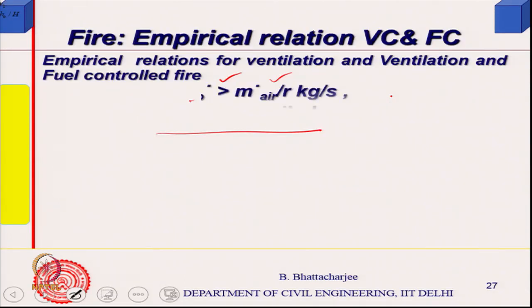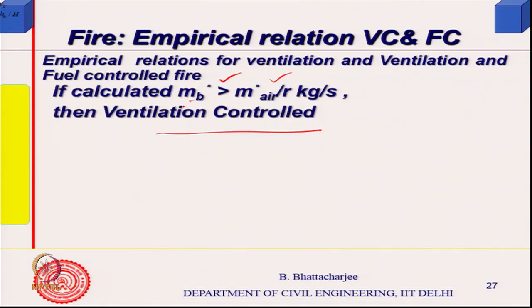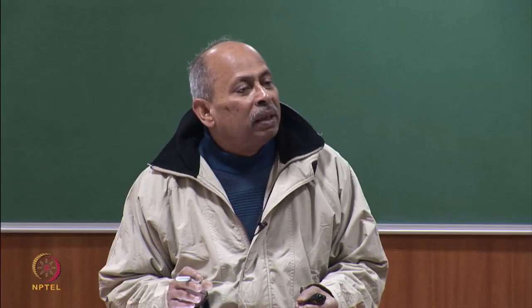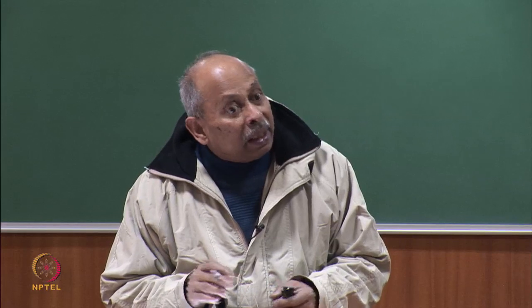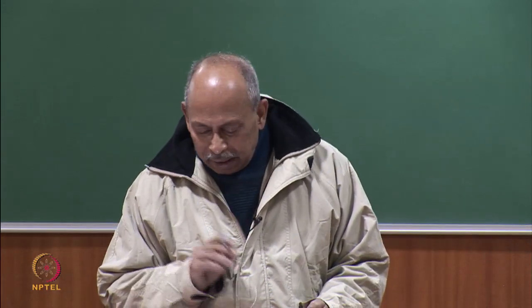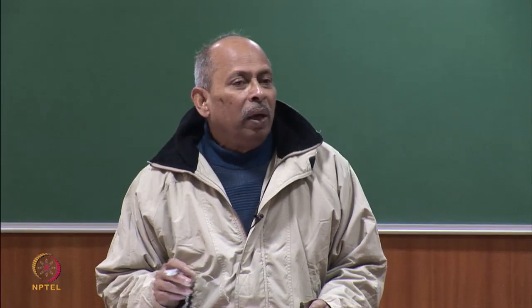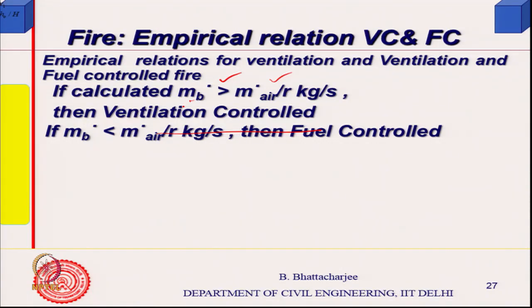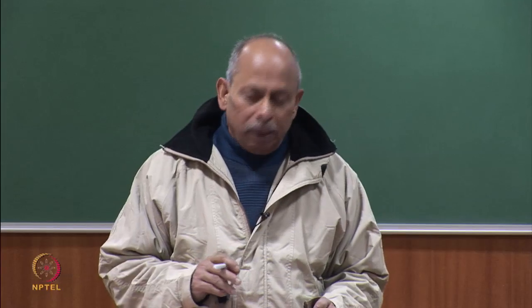So, the relationship is, when the rate of burning is faster than the available air, it will be ventilation control. If the rate of air is less, it will be ventilation control. Whatever the air is, that will control the air entry, and that will control the rate of burning. And when it is the other way around, then it is fuel control. A lot of oxygen is available. So, you calculate the rate of air entry using the formula.